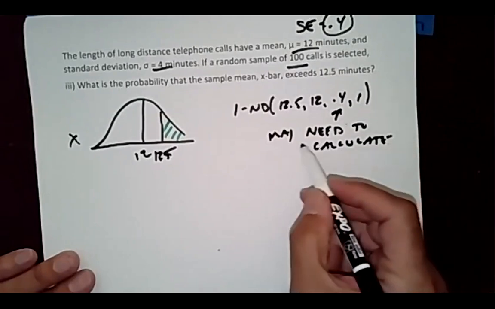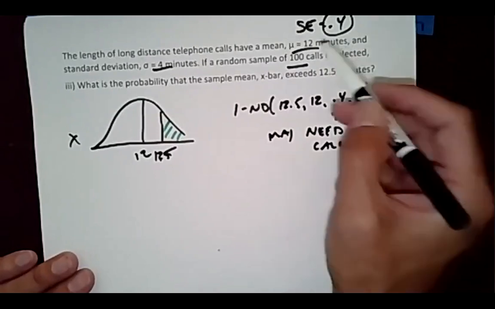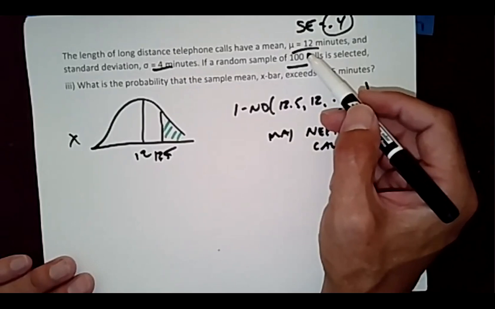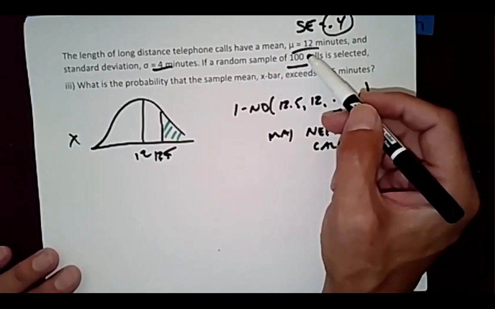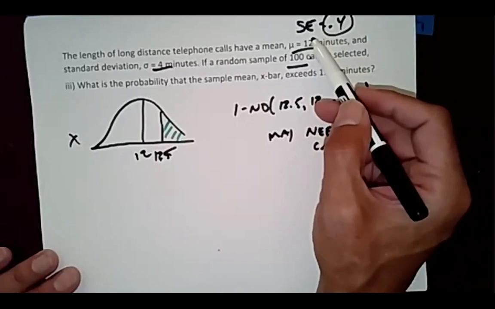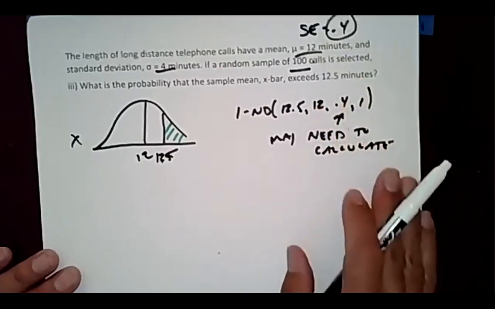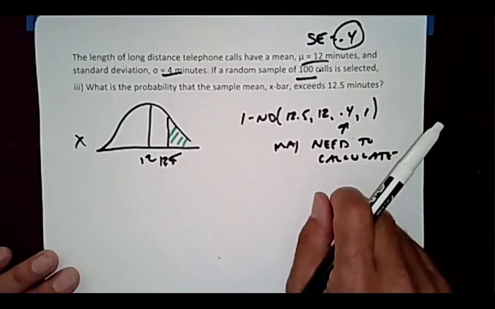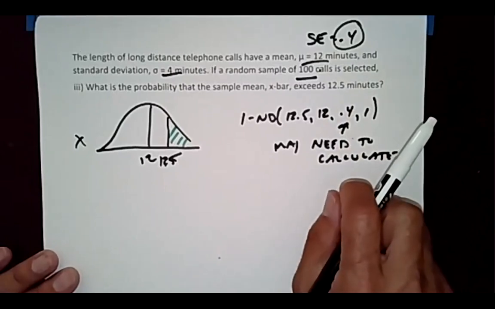You may need to calculate it. In a problem like this, rarely will you be told what the standard error is. You're almost always going to need to figure it out. Again, if they're talking about the mean of a sample, third time, mean of a sample, you're always going to use the standard error. If they're talking about the mean of an average, it's a standard error.